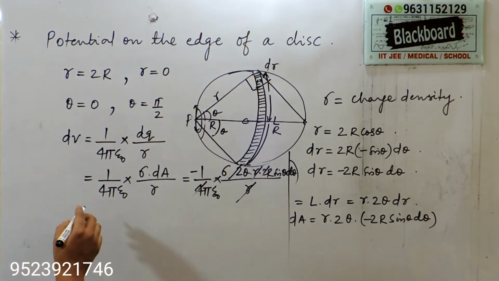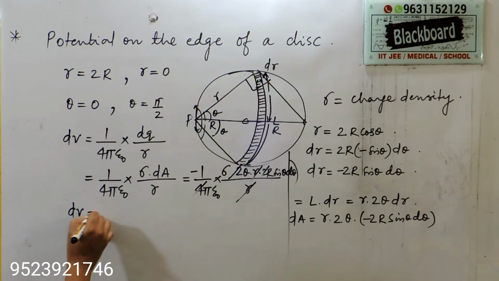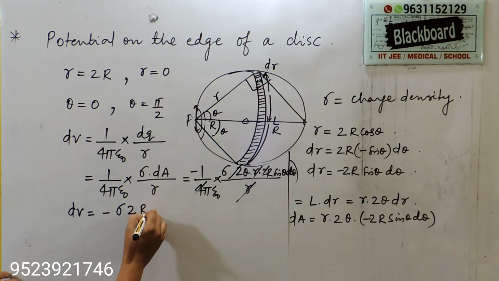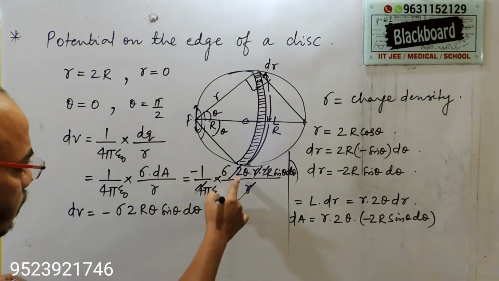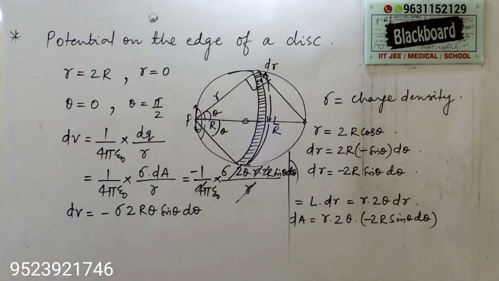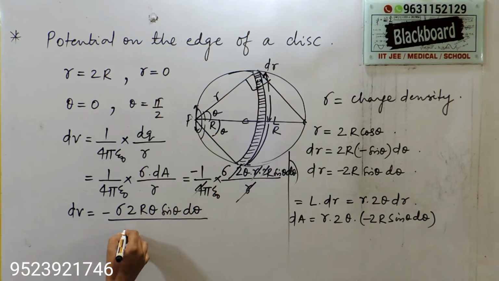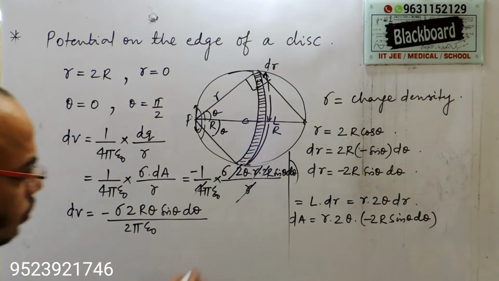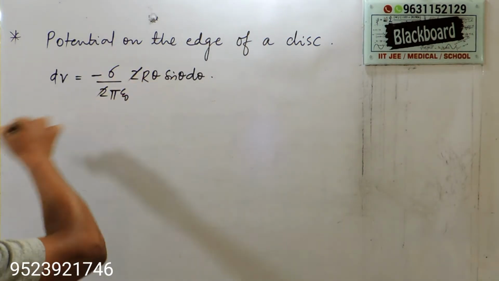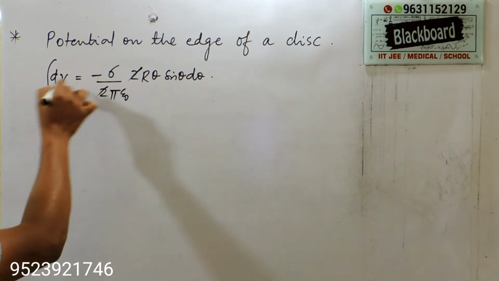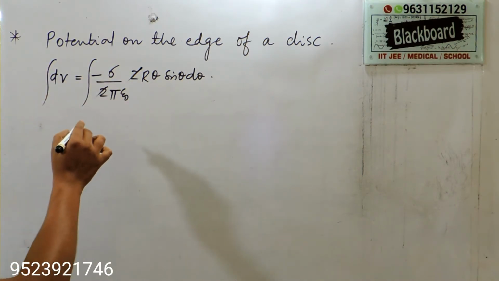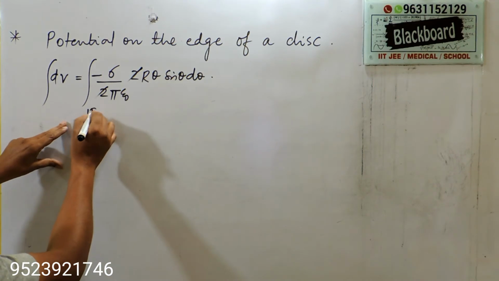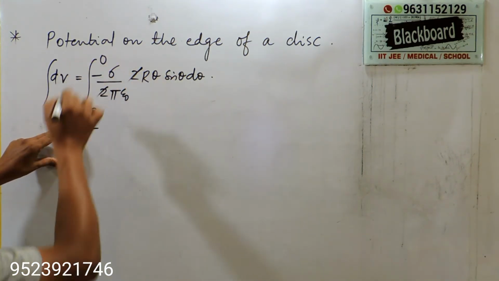That means the whole term dV is equal to negative of sigma, 2r theta sin theta d theta divided by 2 pi epsilon naught. This is the value. Now after cancellation, the 2 cancels, and now you can integrate this term. Here the lower limit will be pi by 2 and the upper limit 0.